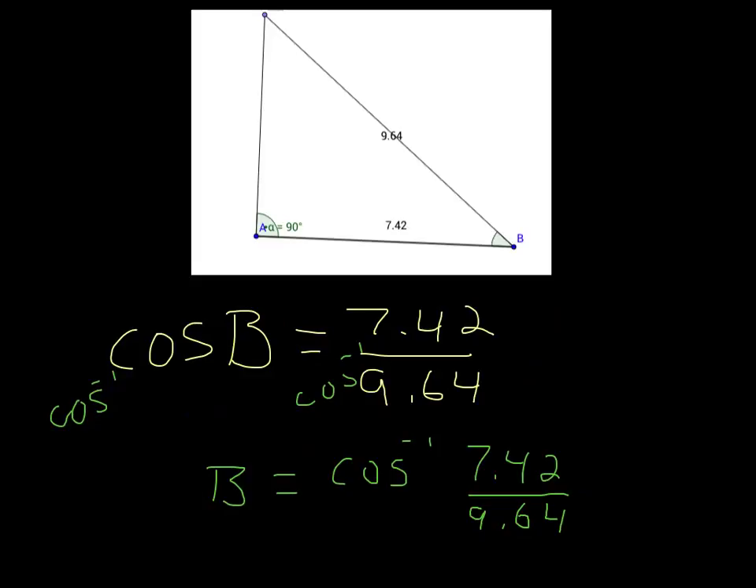Put that in the calculator. So in the calculator, you go that, and you find that B equals 39.67 degrees. Yes, we found the degrees of the corner. Next video, we're going to have some word problems that aren't just simple triangles. We've got to find the triangles.